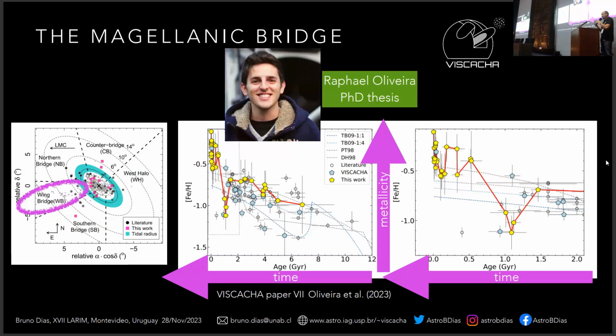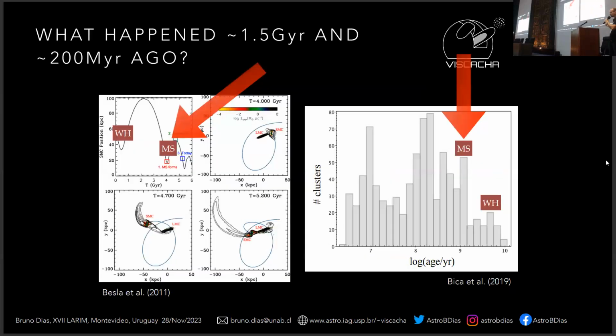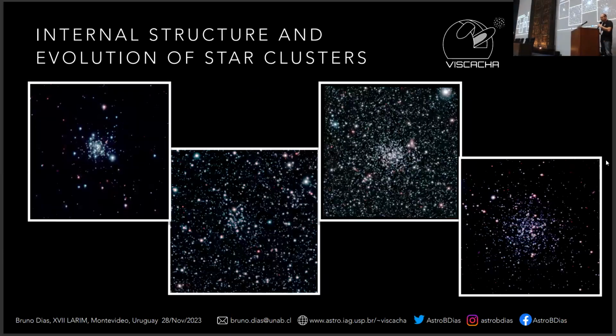And they are completely different from the chemical evolution of the West Halo. And what happened at these time scales? The Magellanic Stream was formed about that time, and the Magellanic Bridge was formed more recently. So some of the external galaxy-galaxy interactions are imprinting some signatures in the star cluster population. So that's very powerful. I just want to give one example here of the internal structure of star clusters, just to show what we are doing with individual star clusters.